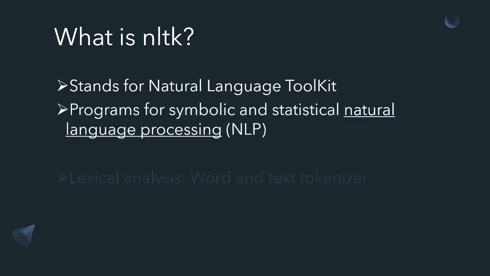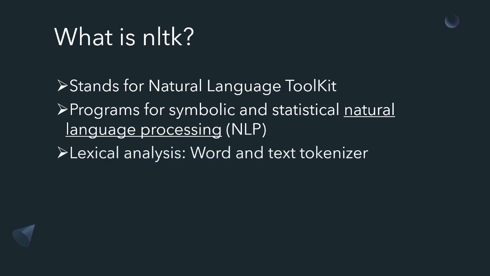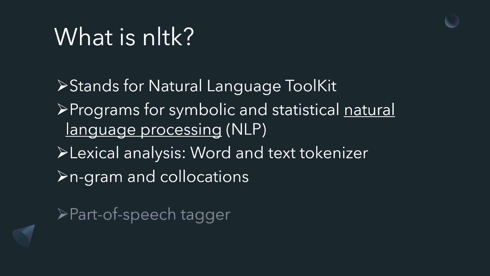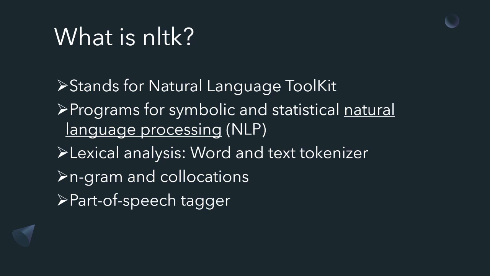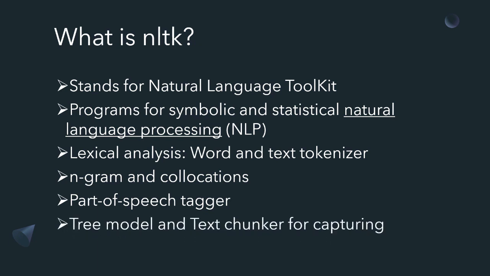The first feature is lexical analysis. Now you can refer to this as a tokenizer for tokenizing your words and text. Then n-gram and collocations. N-gram is very important for Google search words. Another one is part of speech tagger. It has a tree structure for capturing all your sentences and the creation of sentences. So basically it has a tree model. And the last one is that it has named entity recognition. So this is all about NLTK.